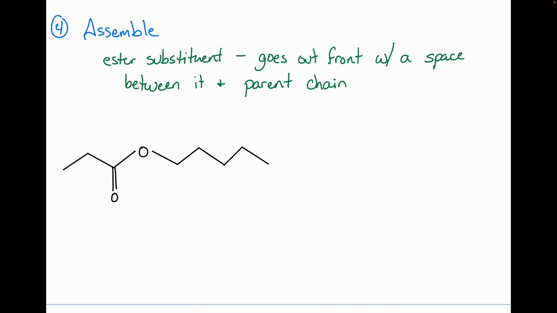All right, so if I chop this thing at this oxygen, which side is my parent chain, the left side or the right side? The left side. Even though this is the smaller fragment, it contains that carbonyl carbon, so this is necessarily my parent chain, which means that this thing over here, these 1, 2, 3, 4, 5 carbons, that's that pentyl group. And since that pentyl group is a part of my ester substituent, it's going to go out front of my name here. So this would be pentyl propanoate.